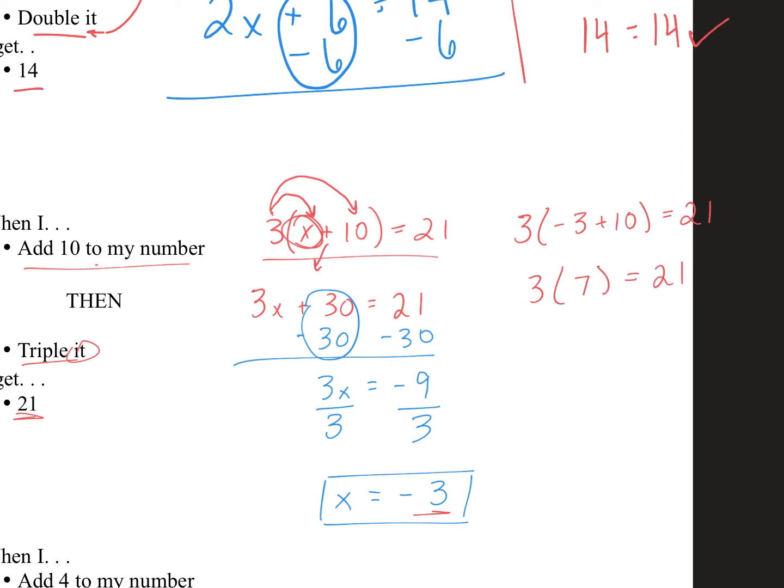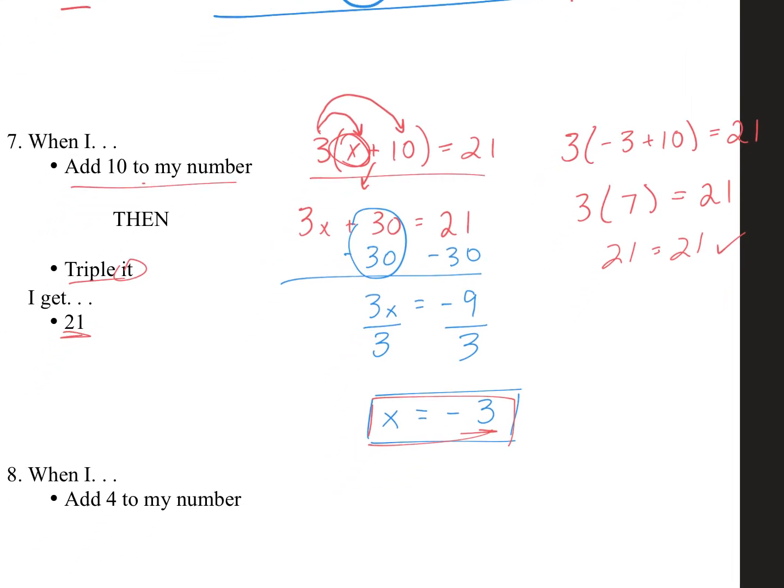So now I have 3 times 7 equals 21. 3 times 7 is 21. So 21 equals 21, which of course is true. So that means that the answer I got down here checks out. X does in fact equal -3.